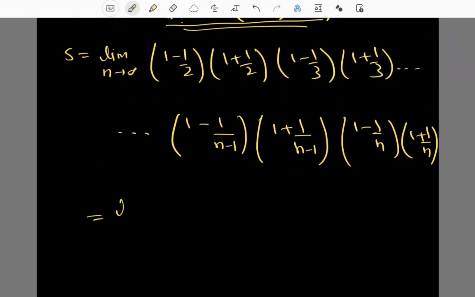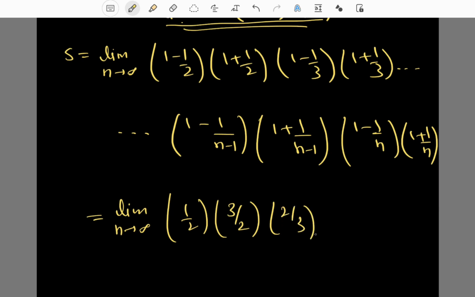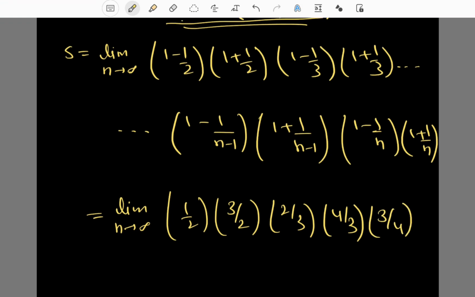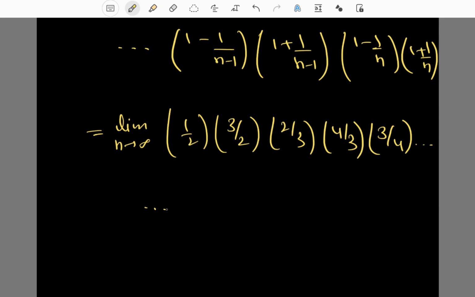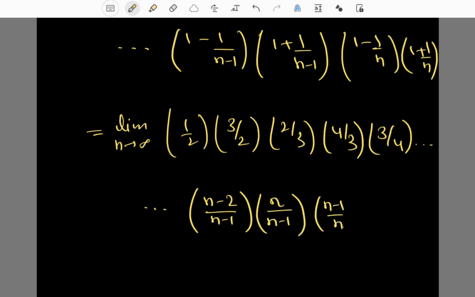Now solving these things, we arrive at this will be 1 by 2, this will be 3 by 2, this will be 2 by 3, this will be 4 by 3, and the next term will be 3 by 4, and so on till n minus 2, n minus 1. This will be n over n minus 1, this will be n minus 1 over n, and the last term will be n plus 1 over n.